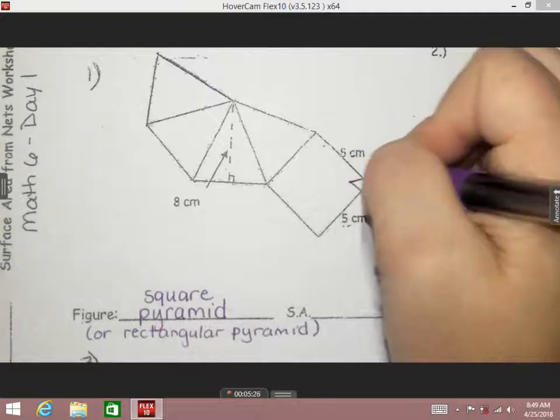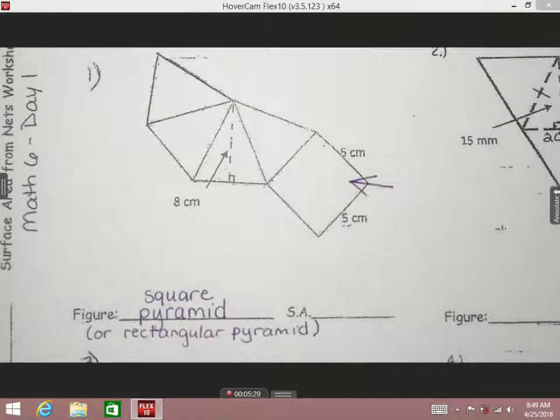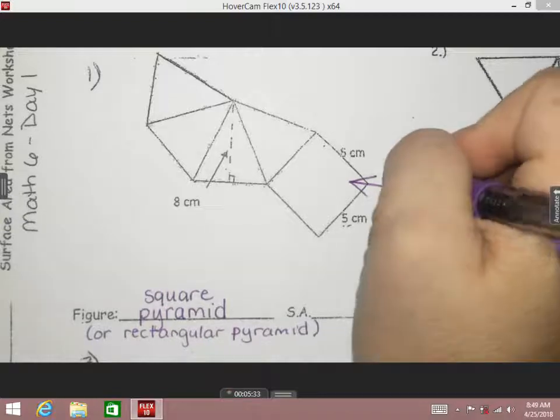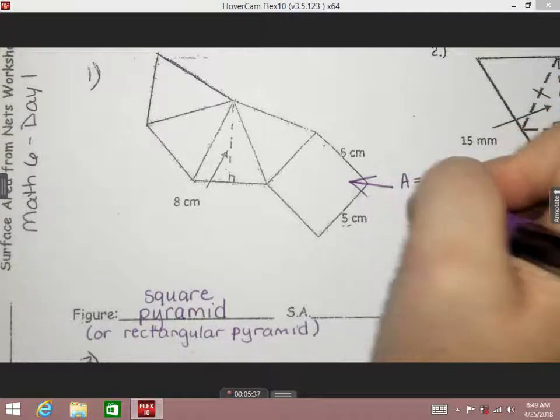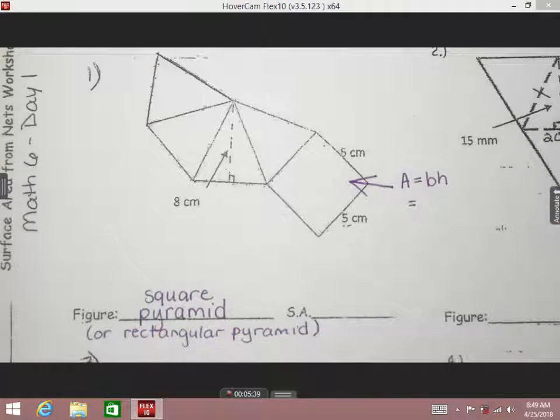I'm going to start with this shape. How do I find the area of a rectangle? What's that formula, Kate? A equals BH. Okay, so we know that formula. If I look at that rectangle, what is the base and the height of that rectangle? I've got to use two numbers. What two numbers are attached to that rectangle that would work?